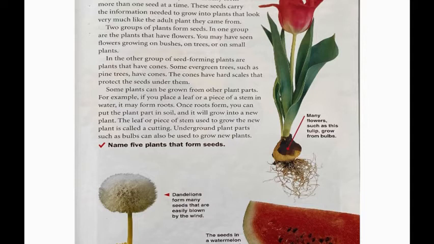Down below, on the left, the caption says dandelions form many seeds that are easily blown by the wind. If we go next below, the caption says the seeds in a watermelon are protected by its fruit. And then under the tulip, the caption says, many flowers, such as this tulip, grow from bulbs.